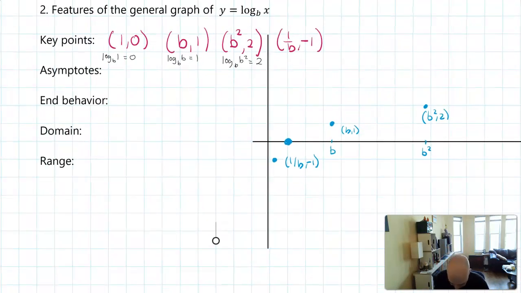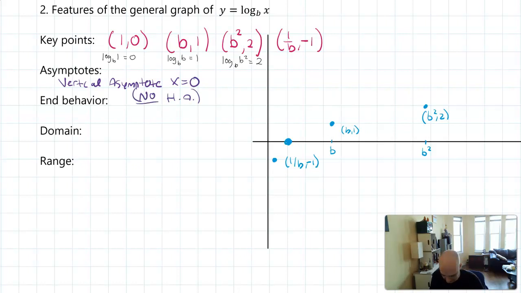The other important feature of all log graphs, no matter what the base, is the vertical asymptote at x equals 0. Every single one of those has them. They also have no horizontal asymptote, only that one vertical asymptote. So I'll draw that with a squiggly purple line. And with the key points and the asymptote, we can now sketch the graph.